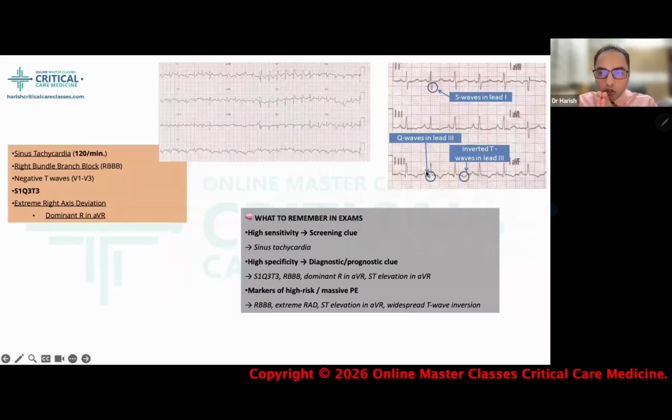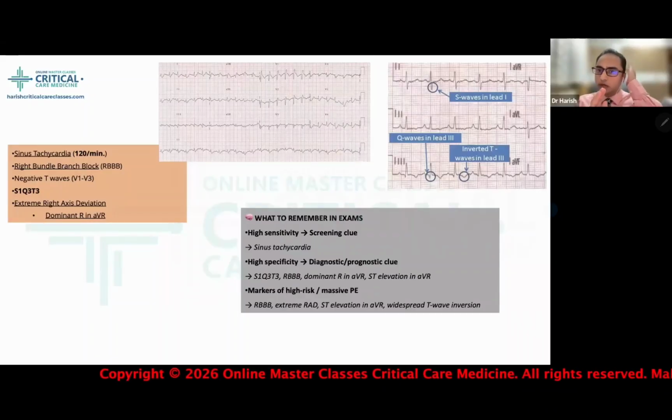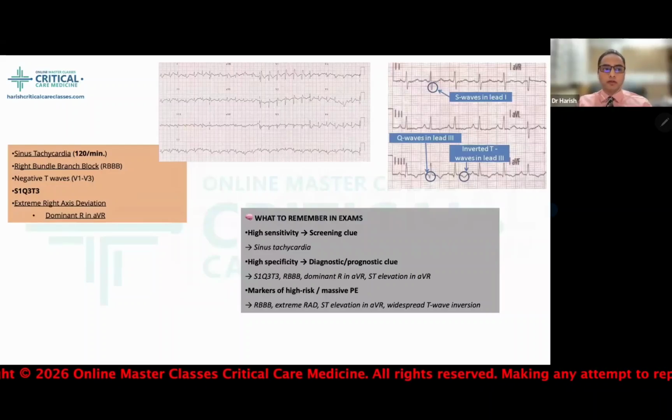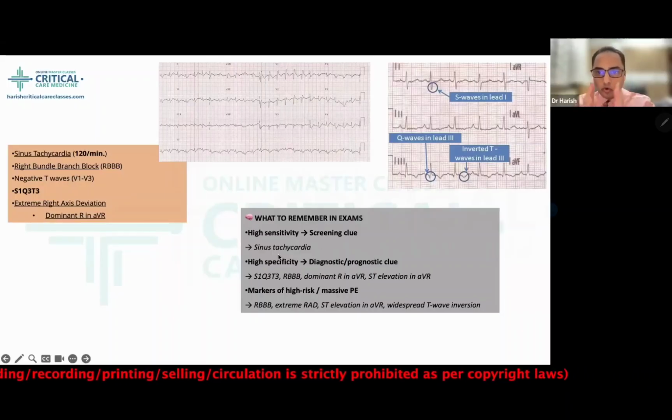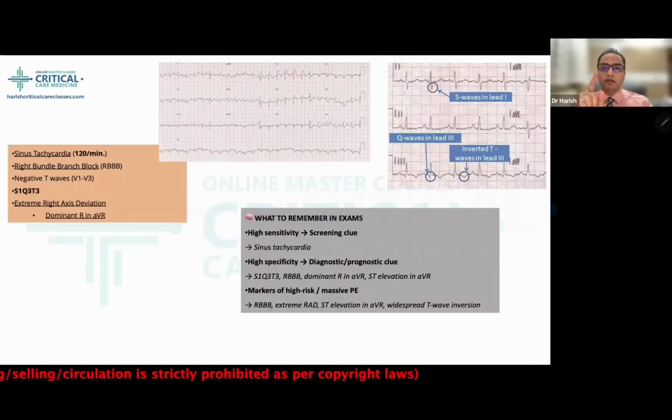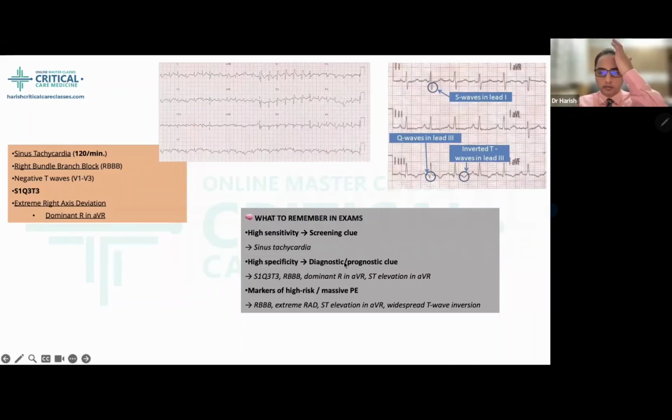Even though it is not so common, not sensitive, it is specific for pulmonary embolism. Extreme right axis deviation, a dominant R wave in the aVR. So R wave is dominant in the aVR. So this is the ECG interpretation. What you need to remember, high sensitivity screening clue: sinus tachycardia is the most common ECG manifestation of pulmonary embolism. Very, very important. In the same way, the most common ABG finding in pulmonary embolism is respiratory alkalosis, because of tachypnea, the patient is going to wash out the carbon dioxide.